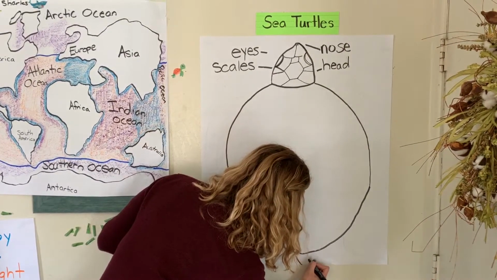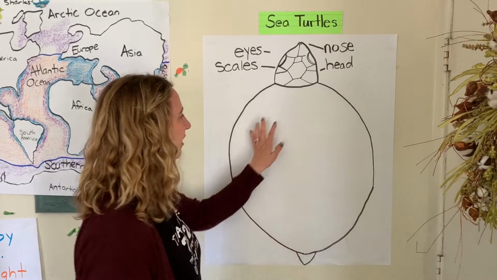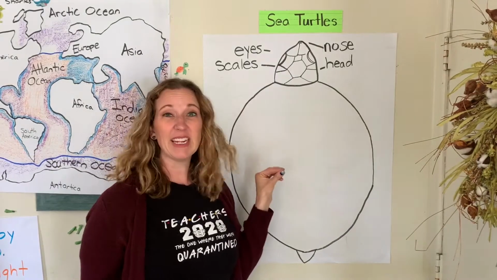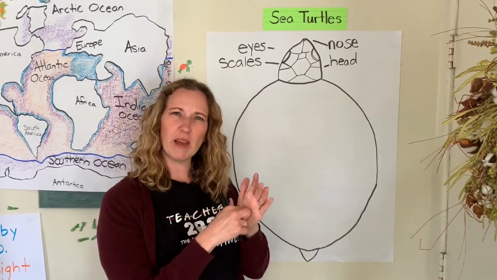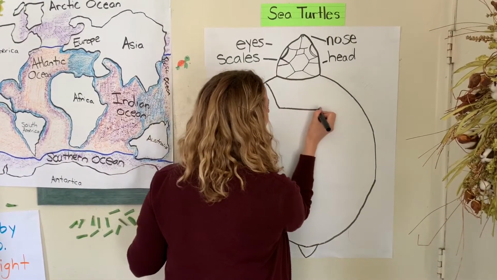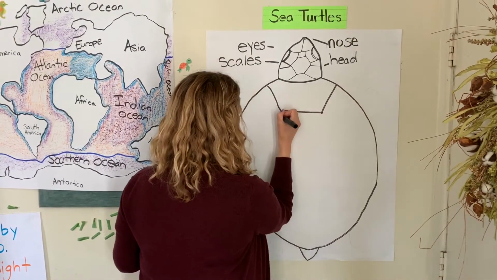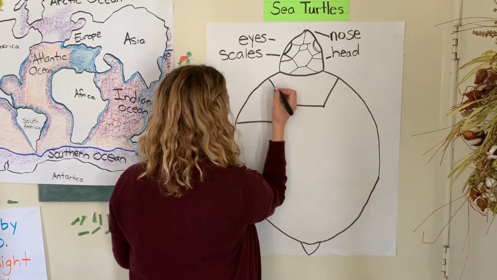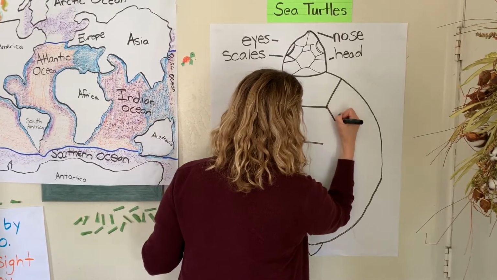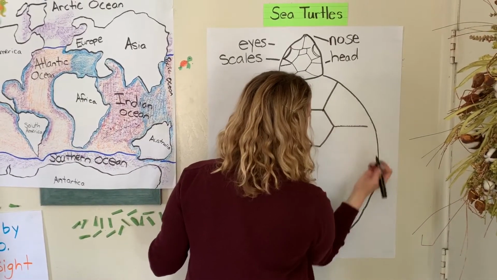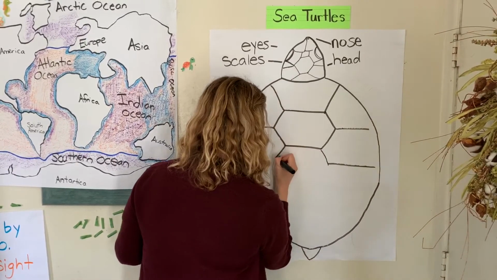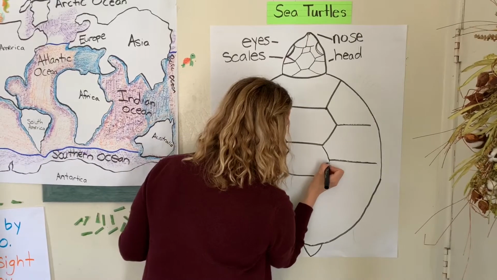The shell is used to protect them, and usually it's hard. So if a predator was to come and try to bite their shell, it would be hard for them to bite through. So a predator might not want to hunt a sea turtle because it might be difficult to eat. So I'm going to draw the pattern that is on the back of the shell, or the outside of the shell, that you might see if you ever see a sea turtle or a turtle in general in person. Okay. They have these shapes on their shell.